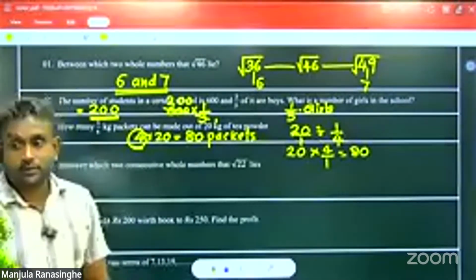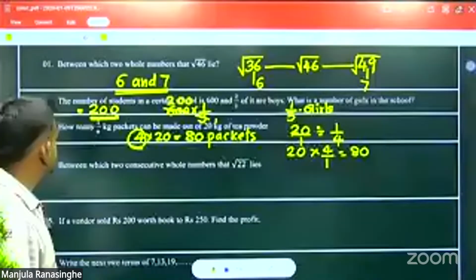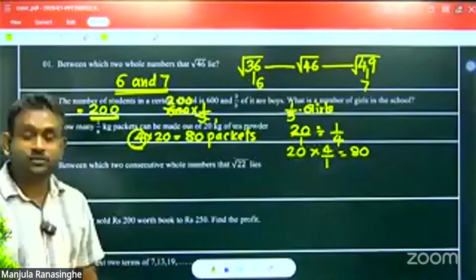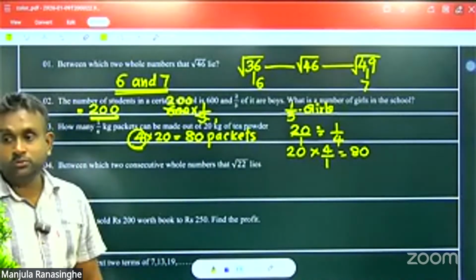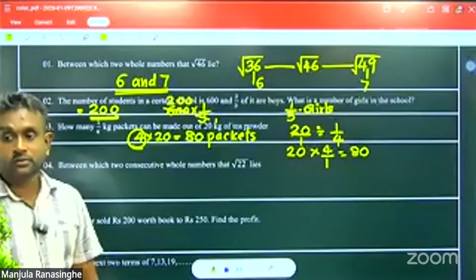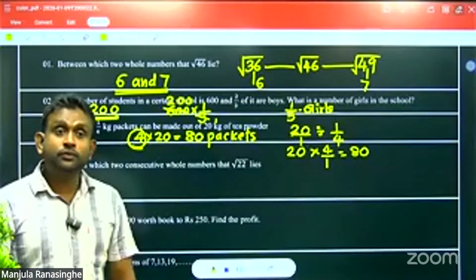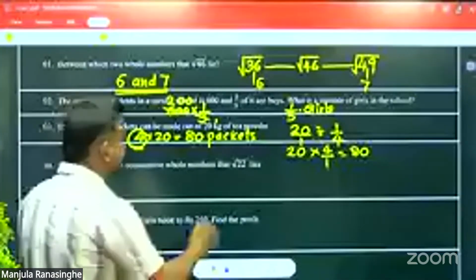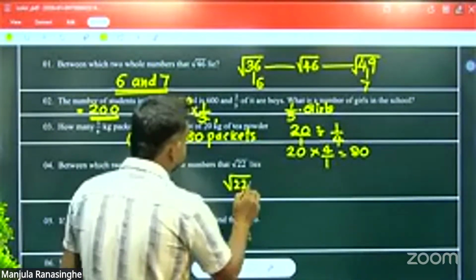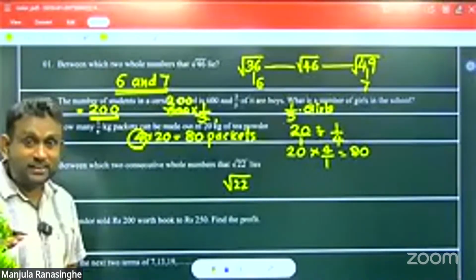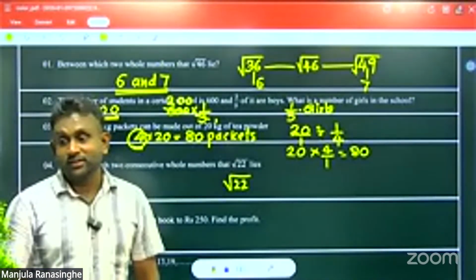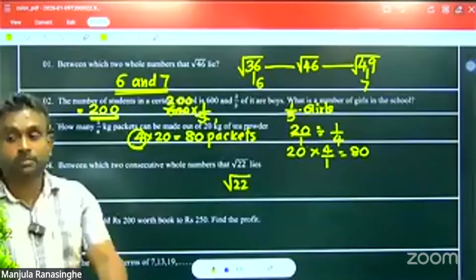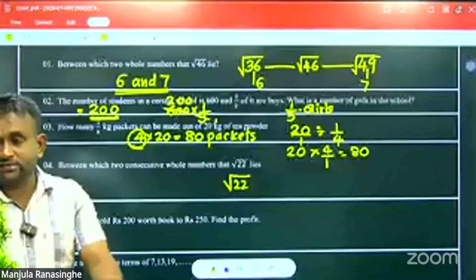Then, between which two consecutive whole numbers does square root 22 lie? It is the same kind of question as previously, because we completed this lesson in grade 10 maths. Now we are running through the grade 10 papers. So this is paper number 2 of grade 10 maths.